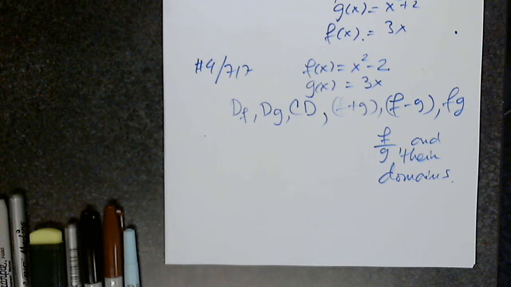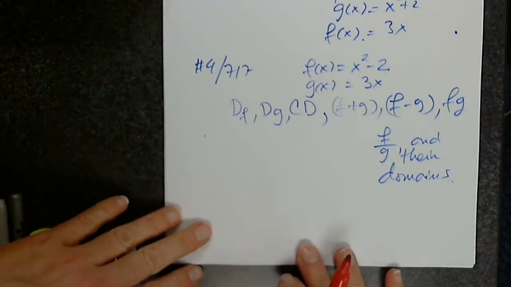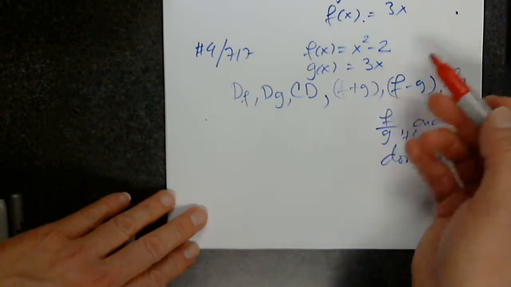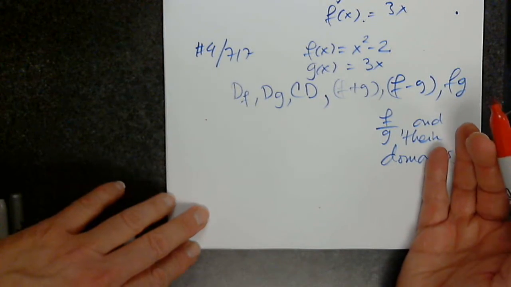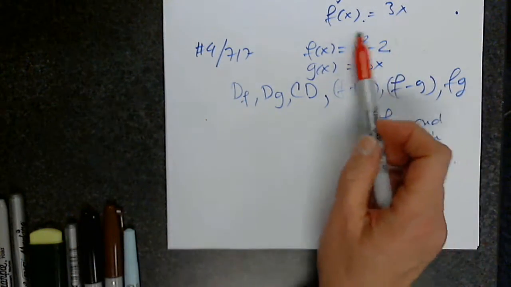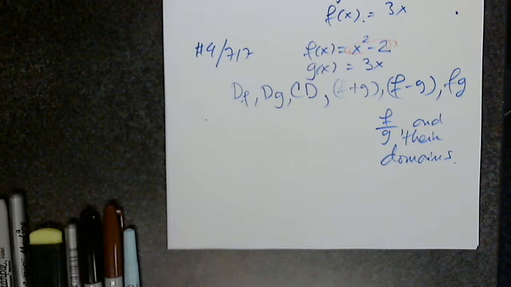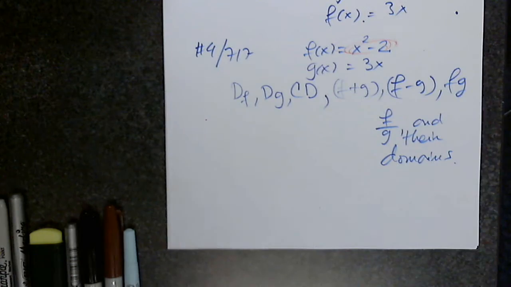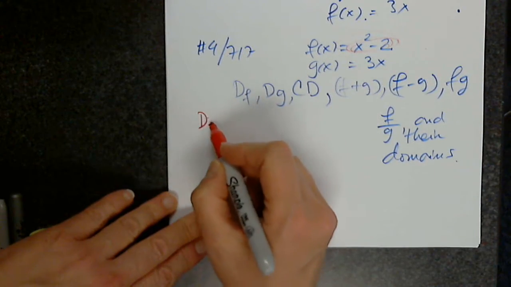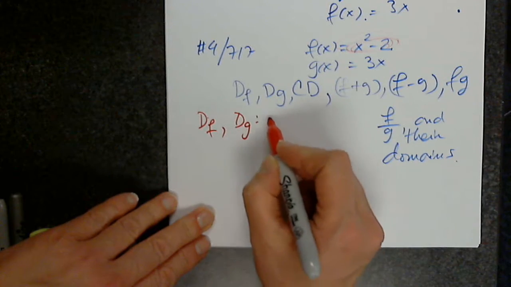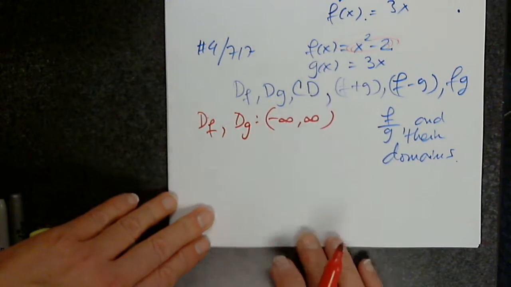Can anyone get us started on this? The domain of g of x is everything. Right, they're both polynomial functions. So polynomial functions have no restrictions. We know how to graph this. It's a quadratic function opening upward, down to -2, right? And this is a linear function. So they must be defined everywhere. So the domain of f as well as the domain of g is everything.